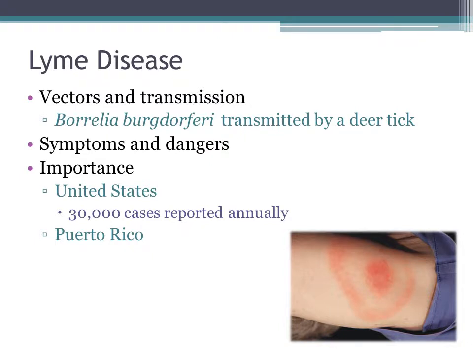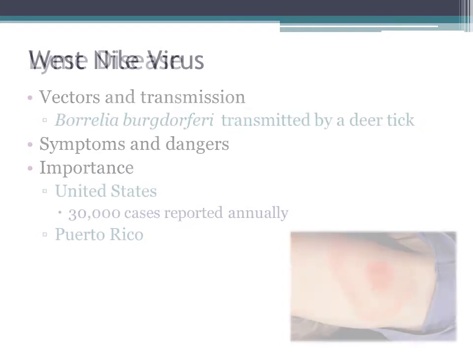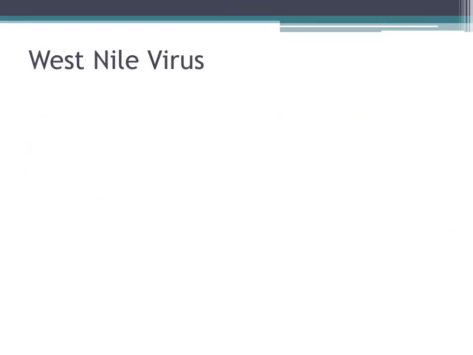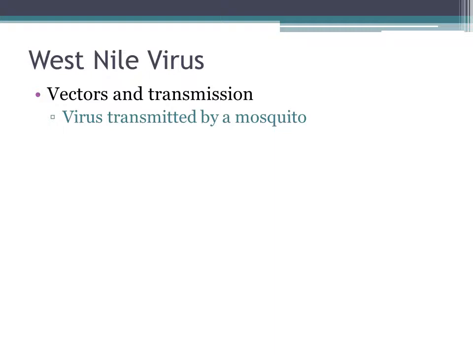In the United States, approximately 30,000 cases are reported annually. Cases of Lyme disease in Puerto Rico are not common. It usually happens if the patient recently traveled to any place where the disease is common and contracted the disease there. The West Nile virus is a disease caused by a virus typically transmitted by a mosquito.